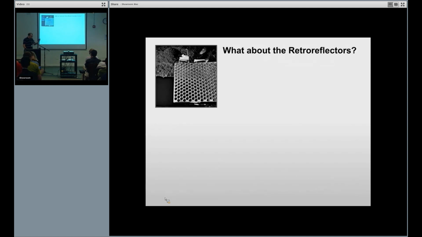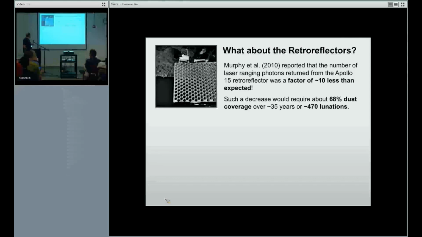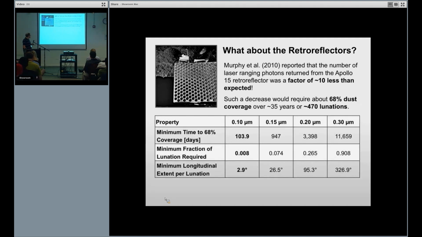And so then, of course, that leads into the retroreflectors. So what about those? Well, a recent study by Tom Murphy reported that the number of laser-ranging photons returned from the Apollo 15 retroreflector was about a factor of 10 less than he'd expect. Such a decrease would require about 68% dust coverage, and that would have had to have occurred over about 35 years or 470 lunations.